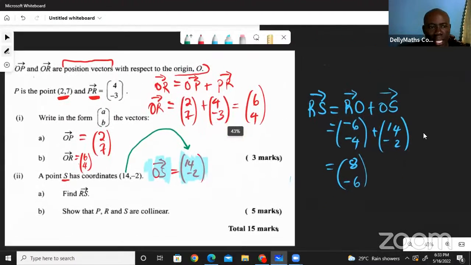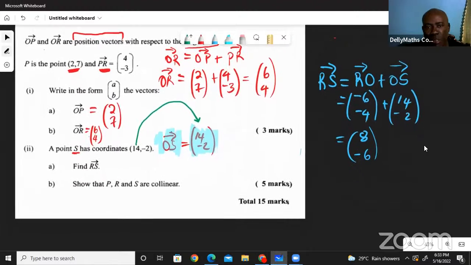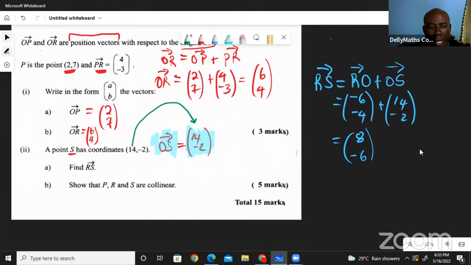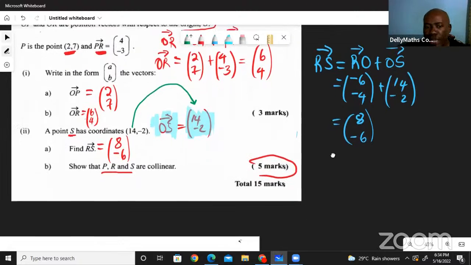There you go, (8, -6). And I'm already seeing a link to PR. Let me write this right here beside it: RS was found to be (8, -6). Now look at this 5-mark question. For those of you who have been in the class, you would have learned that the collinear idea is to look at the three points and create two vectors from them.